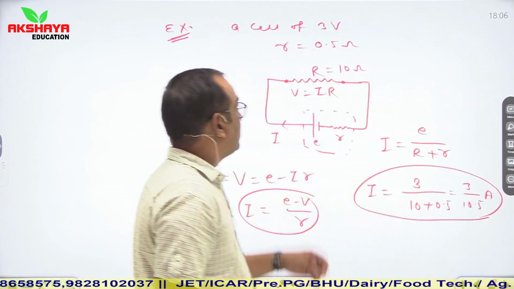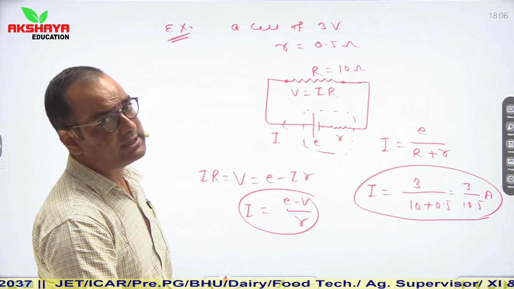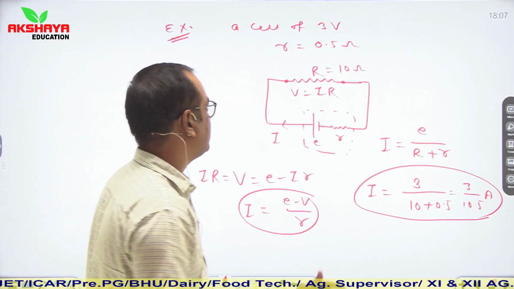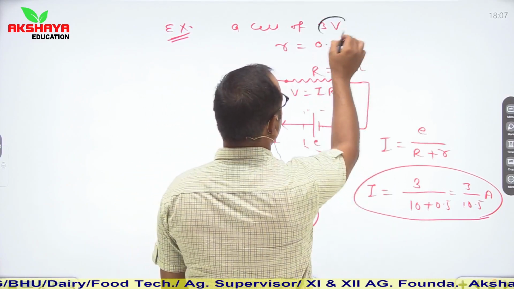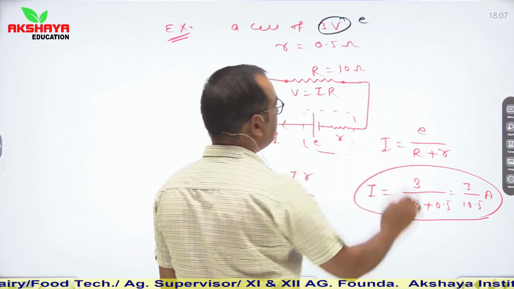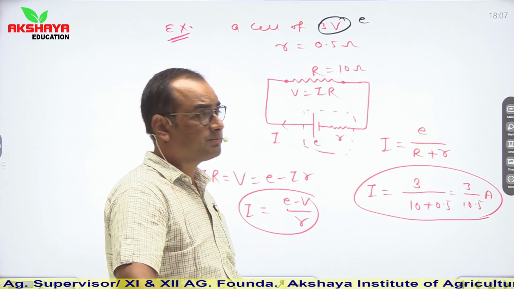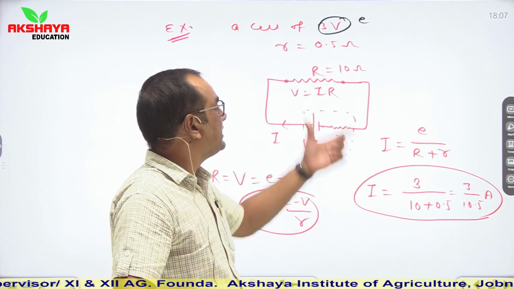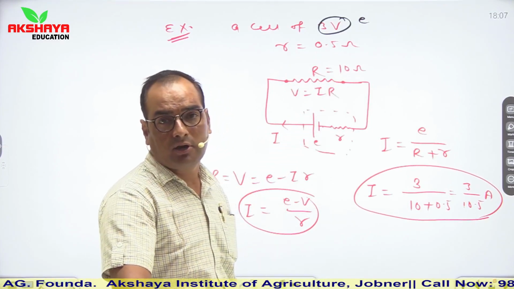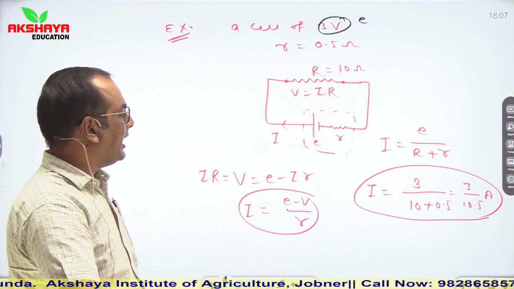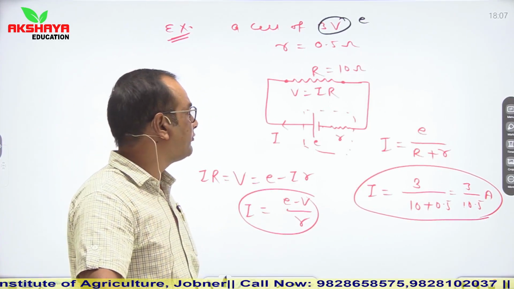Now see, a question is given. We are given that there is a cell of 3 volt EMF. This 3 volt is EMF of the cell. Internal resistance of the cell is given as 0.5 ohms, and this cell is connected across a load of 10 ohm resistance, and we have to find the value of current flowing through the load.